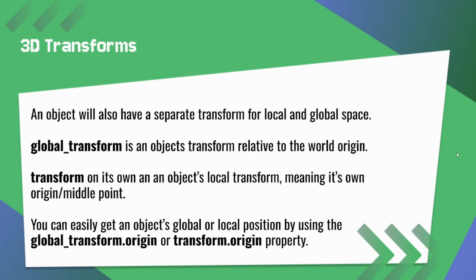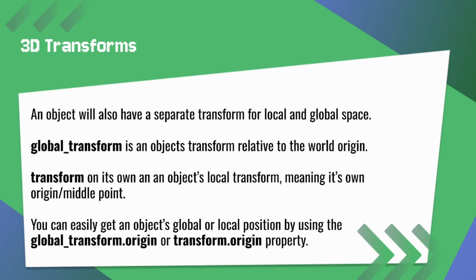An object will have separate transforms for its local and global space. The global transform is an object's transform relative to the world origin. The world origin is a point in the world, like the center, 0, 0. And the global transform will return an object's position relative to that point.